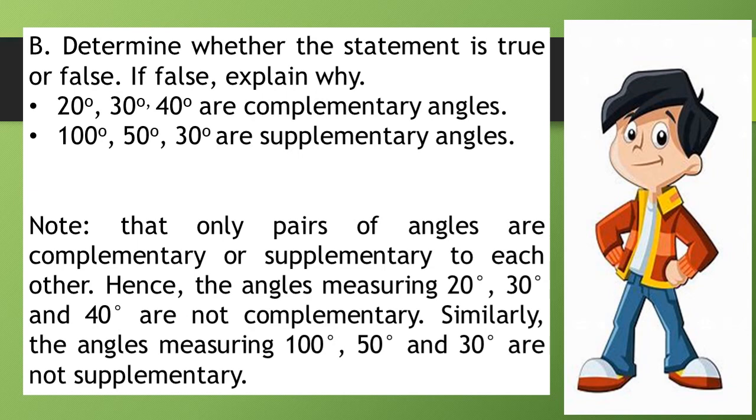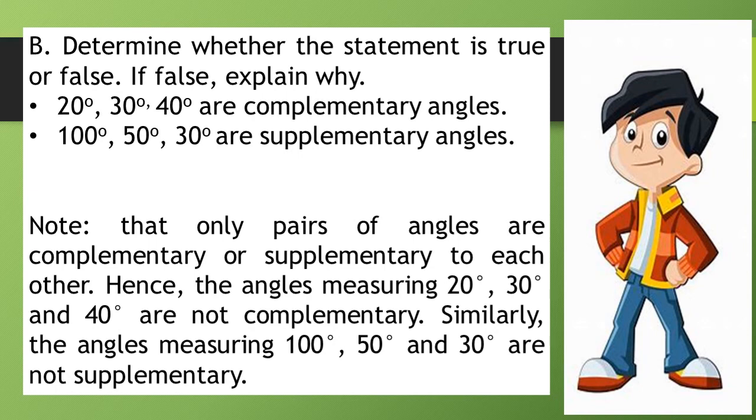Try to determine whether the statement is true or false. If false, explain why. 20 degrees, 30 degrees, 40 degrees are complementary angles. 100 degrees, 50 degrees, 30 degrees are supplementary angles. Always take note that only pairs of angles are complementary or supplementary to each other.